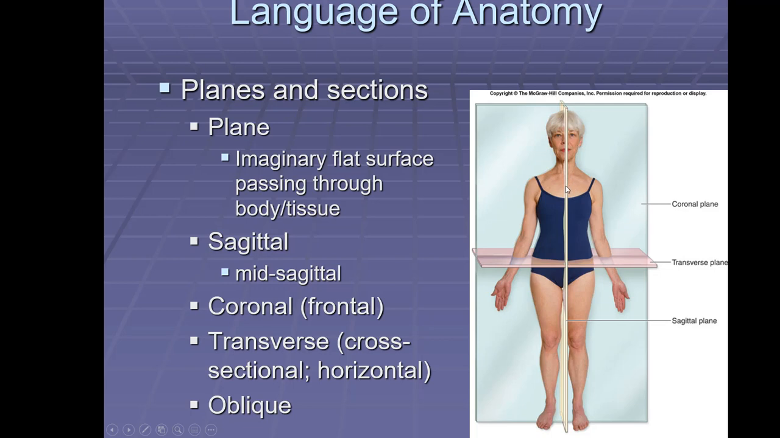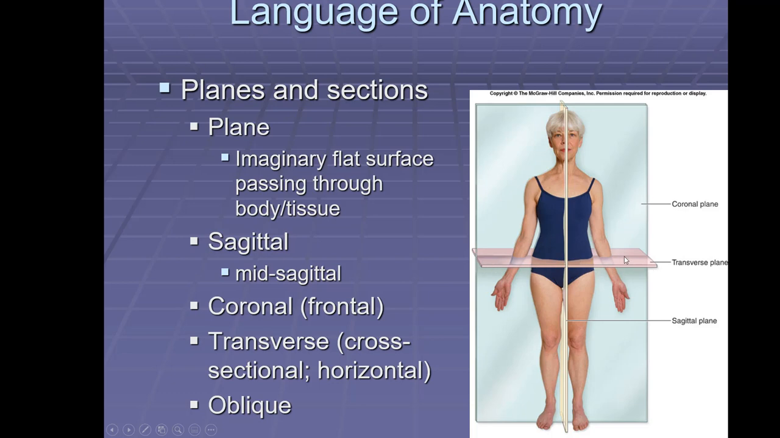Now, if it's dead center in the middle, we can also call it a mid-sagittal plane, but it could also be a sagittal plane out here somewhere if it still divides the body into left and right. Coronal divides the body into front and back. The coronal plane is also called the frontal plane. And then transverse, also known as the cross-sectional or horizontal plane, divides the body into top and bottom.